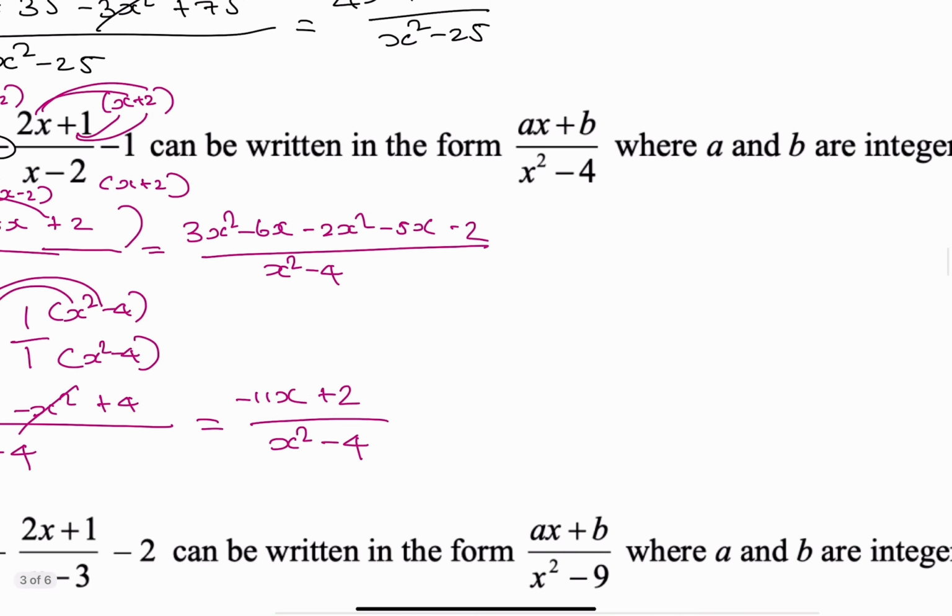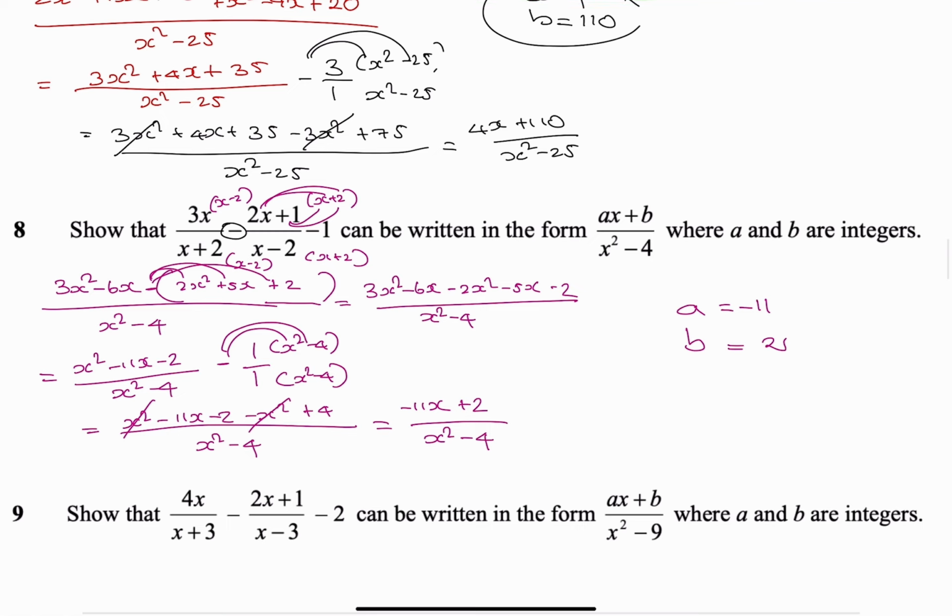And if you want to find the a and b, a is what then? Minus 11x, so minus 11. B is just plus 2, so it's 2. You don't have to find that. It doesn't say find it. But okay, if you want, you can write it. Next one.